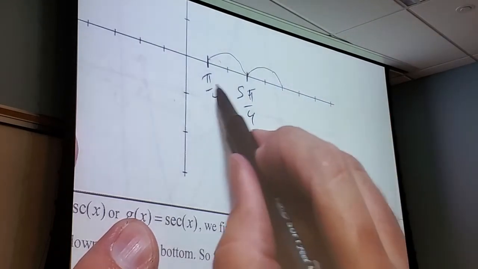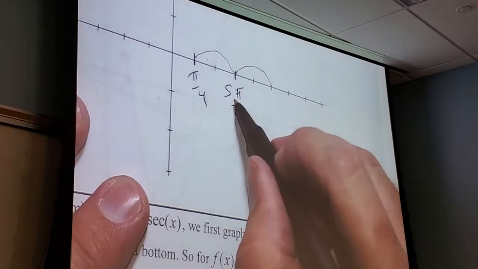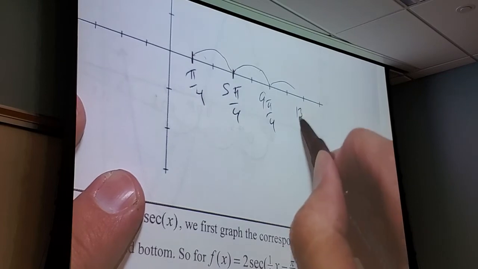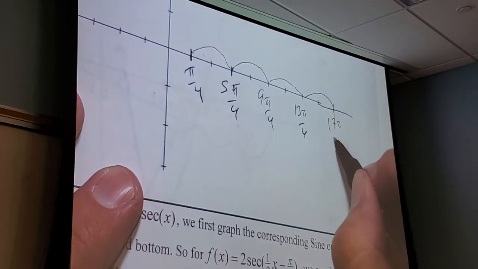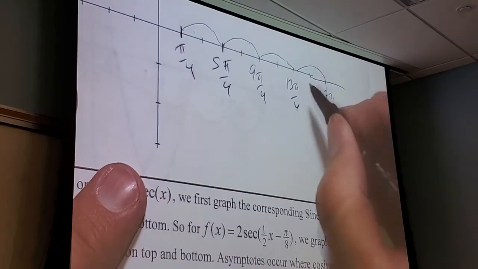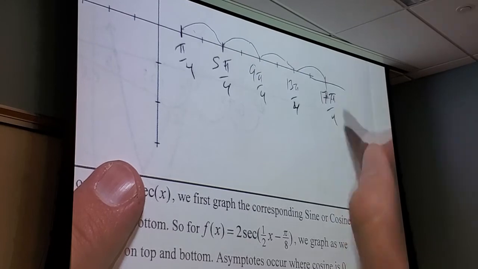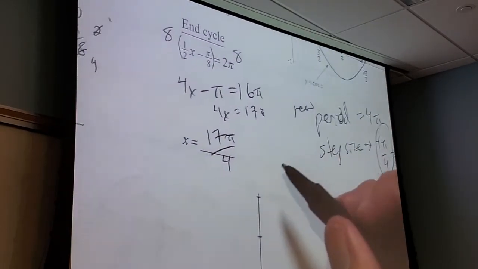Do you see I'm just adding pi over 4, right? So take a step of pi over 4. Isn't that 9 pi over 4? Take another step of pi over 4. Isn't that 13 pi over 4? And then take one more step of pi over 4. Isn't that 17 pi over 4? Why am I happy to see that number right there? Because that's where I'm supposed to end, isn't it?